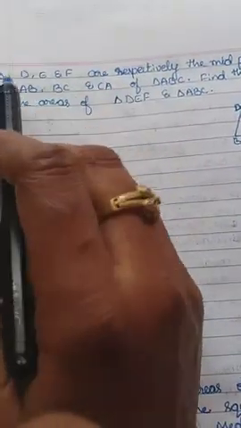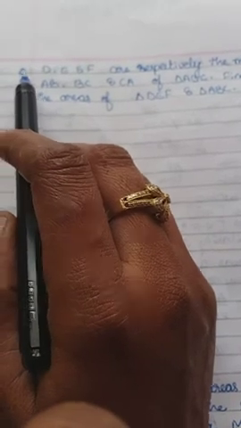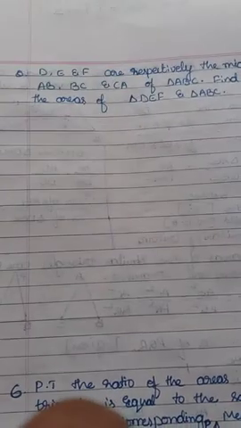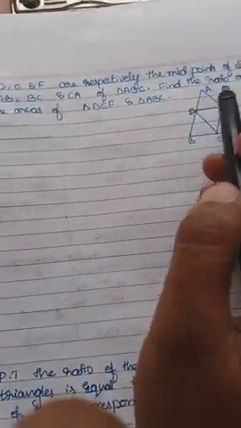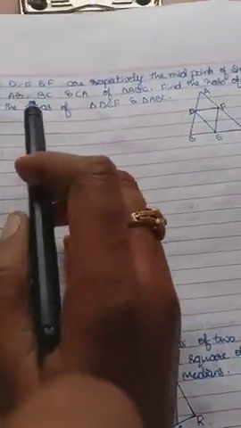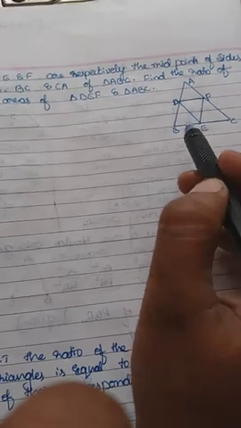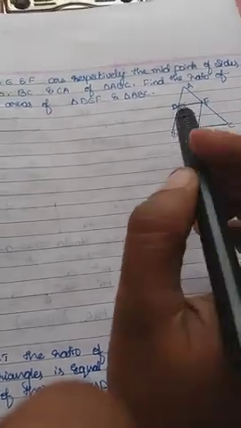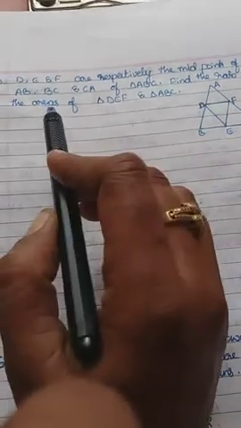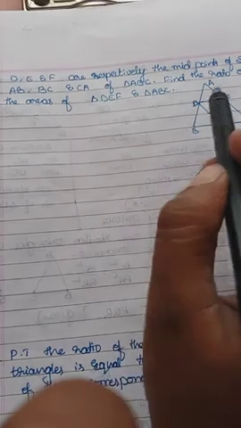Hello students, we are in the fifth sum. It is exercise 2.4. Let us read the sum first. D, E and F are respectively the midpoints of the sides AB, BC and CA. D is the midpoint of AB, E is the midpoint of BC and F is the midpoint of AC. Find the ratio of the areas of triangle DEF and triangle ABC.